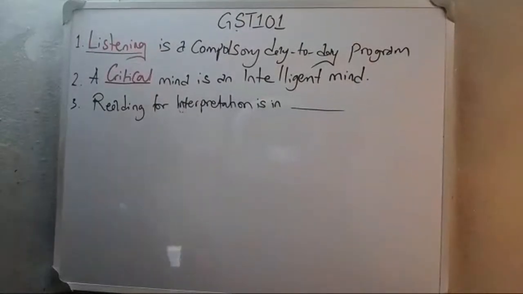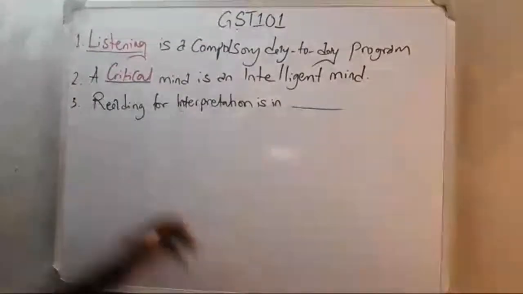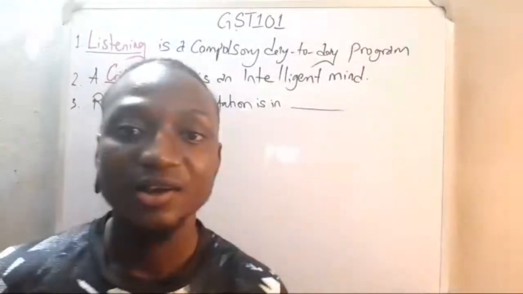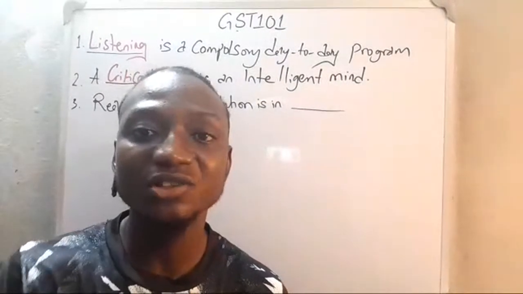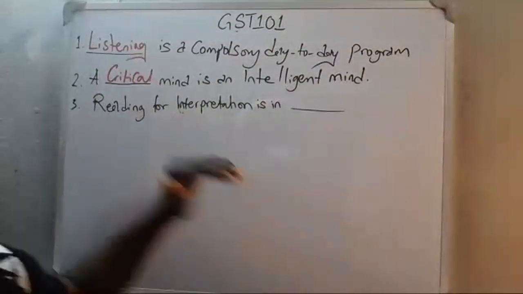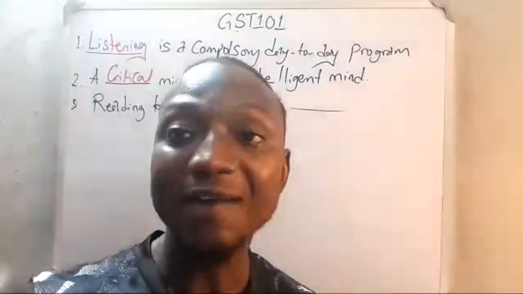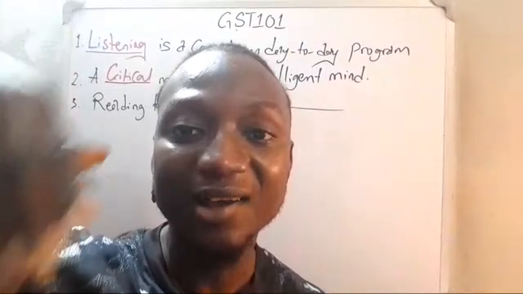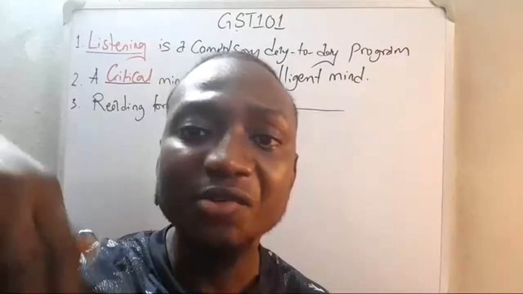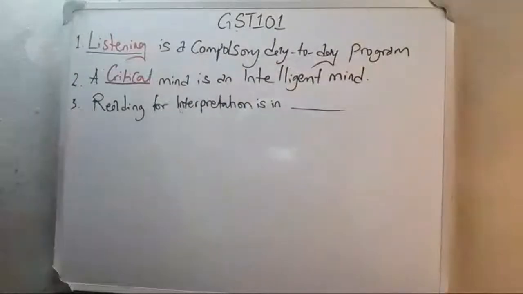Now, what is the answer to this, please? "Reading for interpretation is in dash." Somebody said critical evaluation. Somebody said evaluate. Evaluate would have been good, but it doesn't flow: "Interpretation is in evaluate." It doesn't flow. I have said this before: even though you don't know the answer, think of something that can flow. Okay?